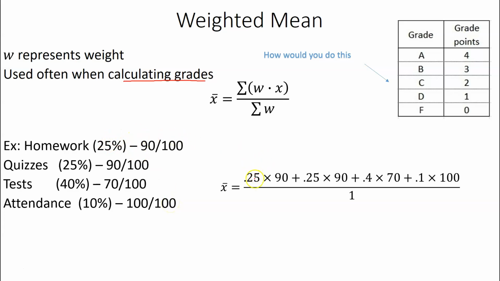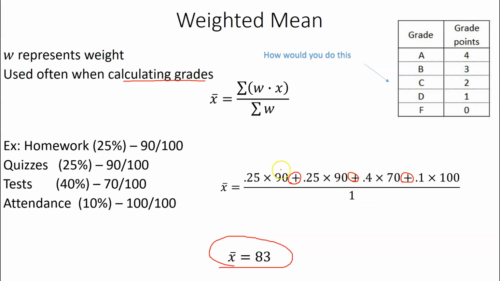So the way you would calculate this, you're going to multiply each weight times the value it has. So 0.25 times 90, and then from this one, 0.25 times 90, 0.4 times 70, and 0.1 times 100. And you're going to add all of them together. So you're multiplying the weight times what it's got each time, and you're going to add these together. And then you're going to divide by the total weight, which in this case is 100%. And this would end up then with a mean of 83%.